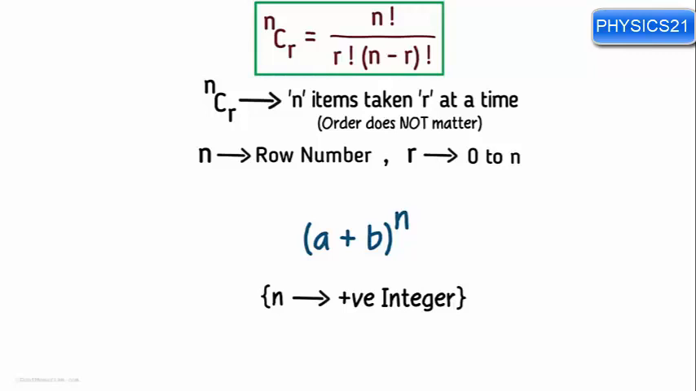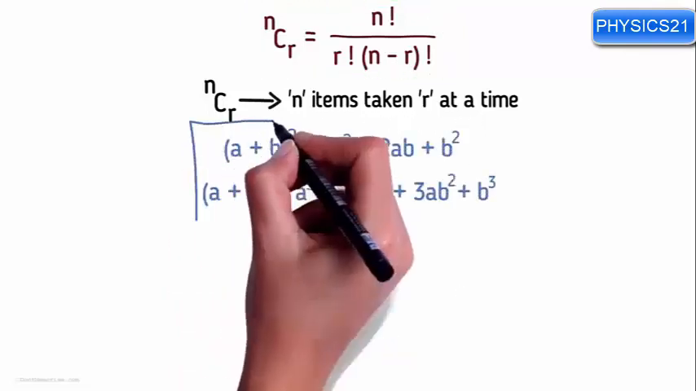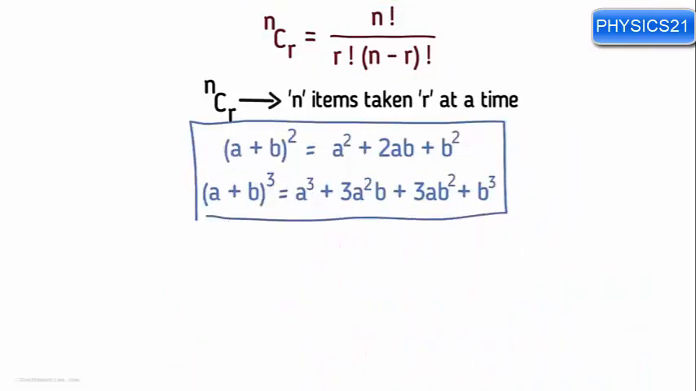But how do we get the other terms consisting of a and b? What do I mean when I say other terms? Take these two identities for instance. Now using the combination formula, we will get 1, 2, 1 and 1, 3, 3, 1. But what about these parts? Let's see.